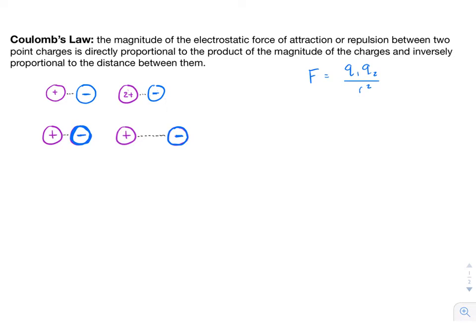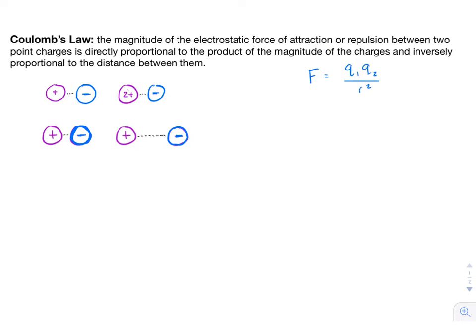Coulomb's law states that the magnitude of the electrostatic force of attraction or repulsion between charges is going to be directly proportional to the product of the magnitude of the charges and inversely proportional to the distance between them. Okay, so let's look at this equation here. This force of attraction is going to be directly proportional to the magnitude of the charges. So Q1 and Q2 each represent one of the two charges, and the r squared here represents the distance between the charges.